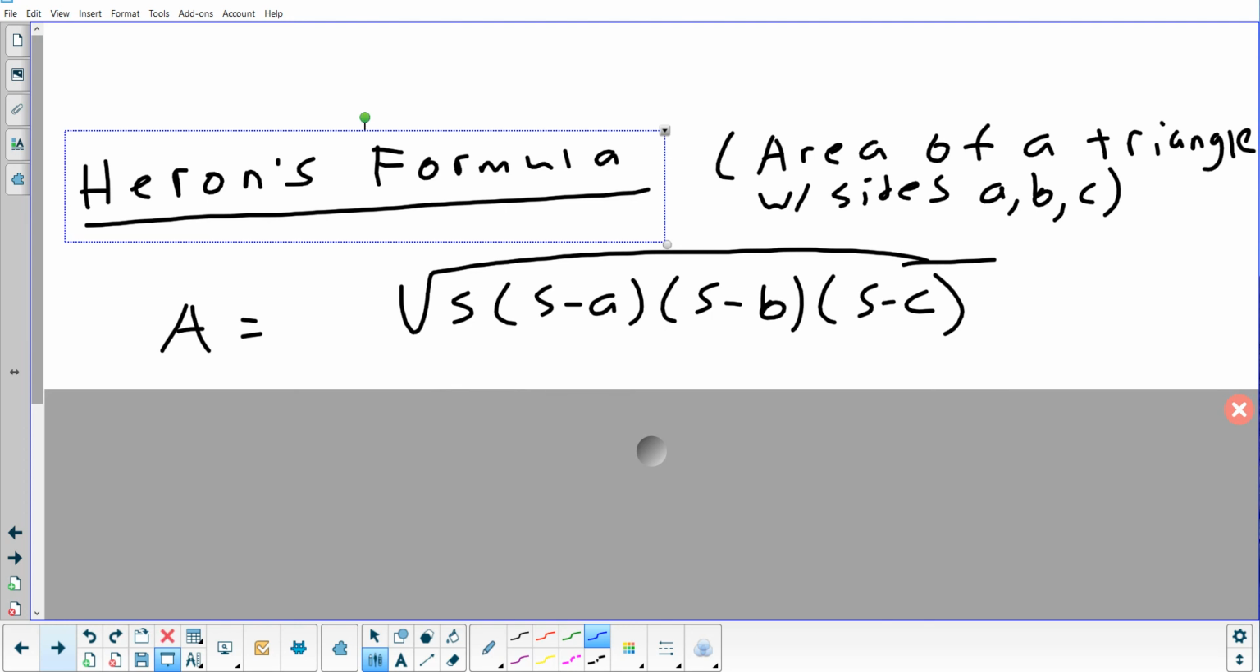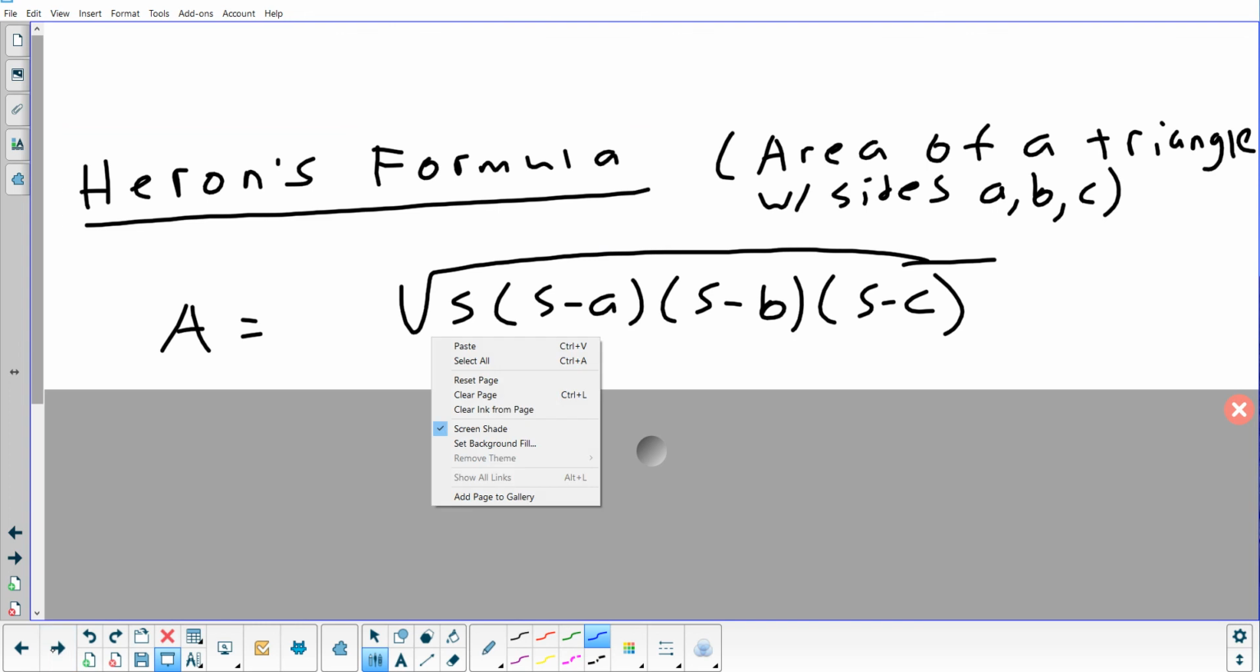If you know the angle, great. Do 1/2 the product of the 2 sides times the sine of the angle. Just use that formula. But if you don't know the angle, don't waste time finding it. You don't actually have to. You can use this formula, and it's the square root of s times s minus every side.